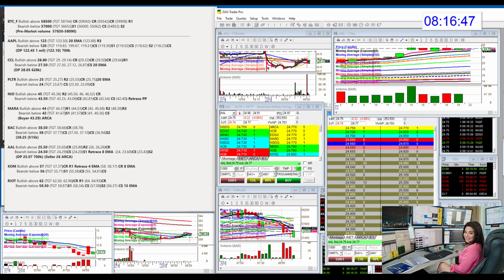All right, let's move that back over. But yep, we are totally at that consolidation. So bull above 25.50 for the day trade, bear below 24.50.